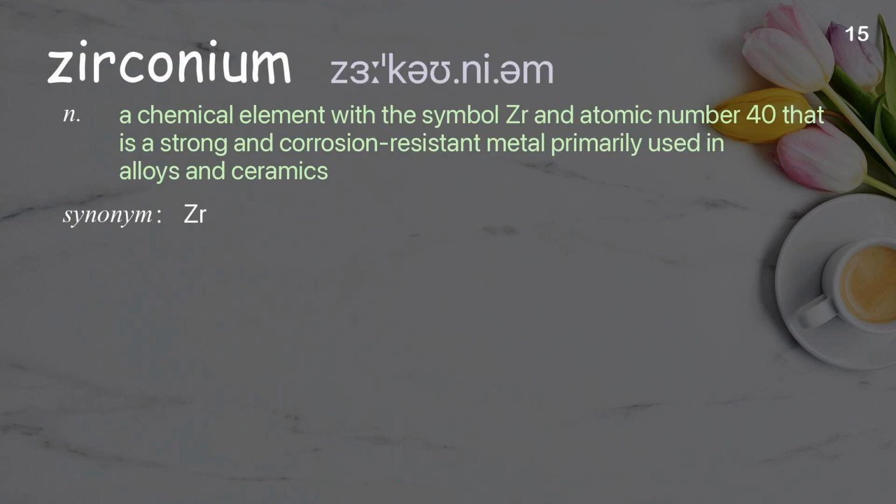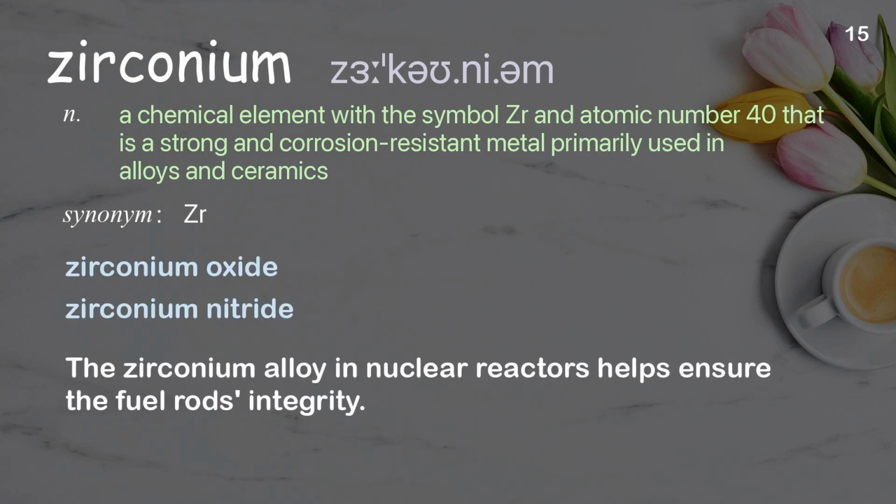Zirconium. A chemical element with the symbol Zr and atomic number 40 that is a strong and corrosion-resistant metal, primarily used in alloys and ceramics. Examples: zirconium oxide, zirconium nitride. The zirconium alloy in nuclear reactors helps ensure the fuel rod's integrity.